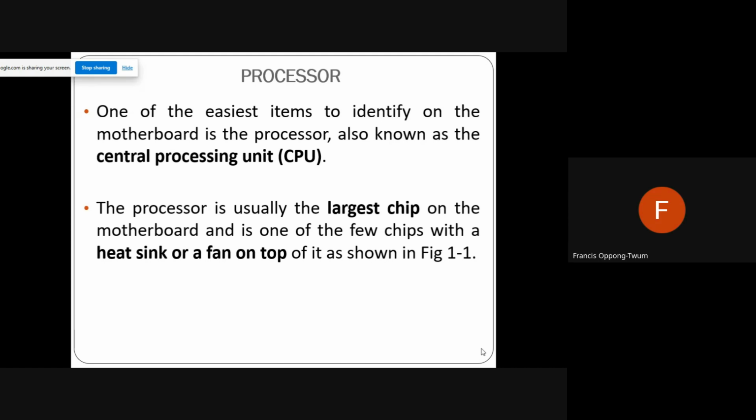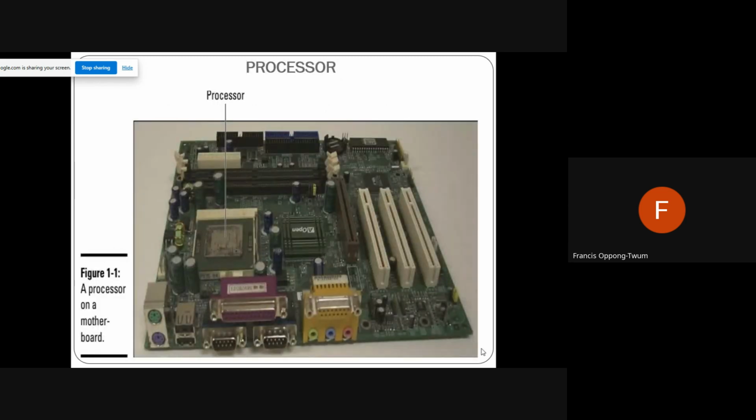So we are saying that the largest chip on the motherboard is what? The processor. Once we talk about the processor, then we'll talk about the heat sink or the fan on top of the processor. Anytime you see the processor, you will see the heat sink on it. The reason we have the heat sink on it is to cool the processor, because the processor generates a lot of heat. So this is a typical motherboard that you can see, and you can see the processor on the motherboard. The largest chip on the motherboard is the processor.